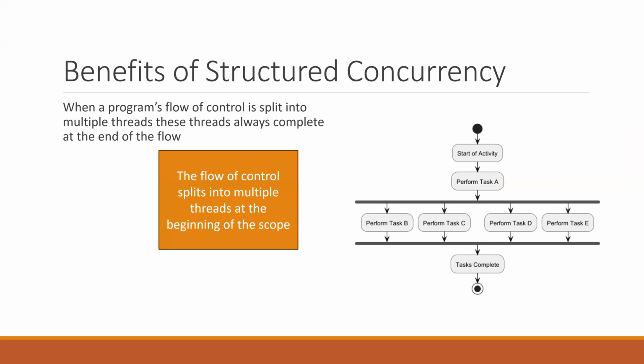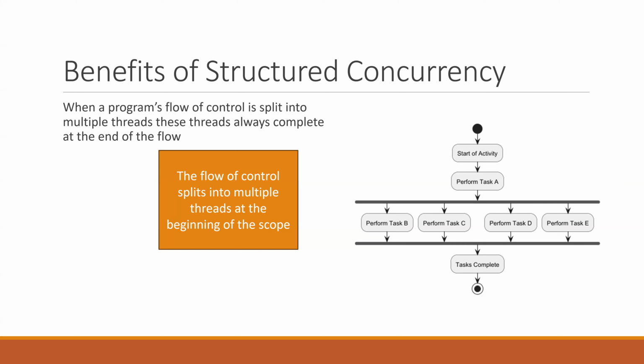Okay, so here's another way of looking at it when we're looking at a program flow of control. This is using UML, which I'm a big, huge fan of, demonstrating the same concept here, right? I've got perform task A. When perform task A is done, then I want to run these 4 tasks in parallel. And when they are done, then I'm going to run the task complete on the end of it.